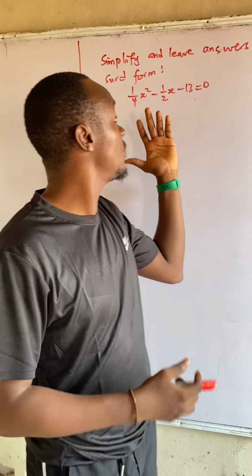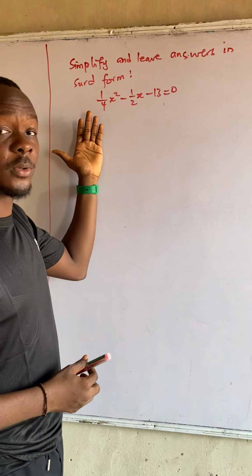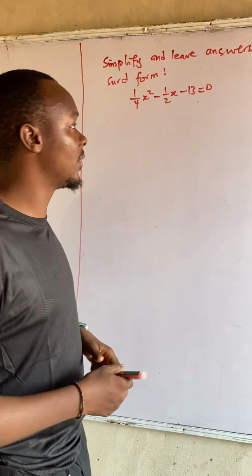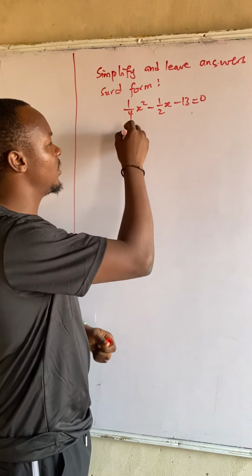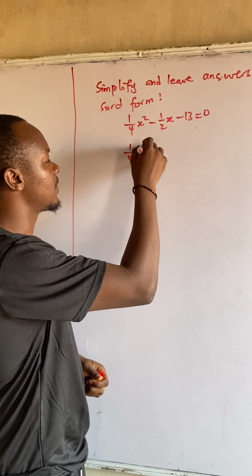Today we'll be solving this problem with the completing the square method. 1 over 4 x squared minus 1 over 2 x minus 13 equals 0. So the first thing we're going to do is take this constant to the other side and we'll have this.